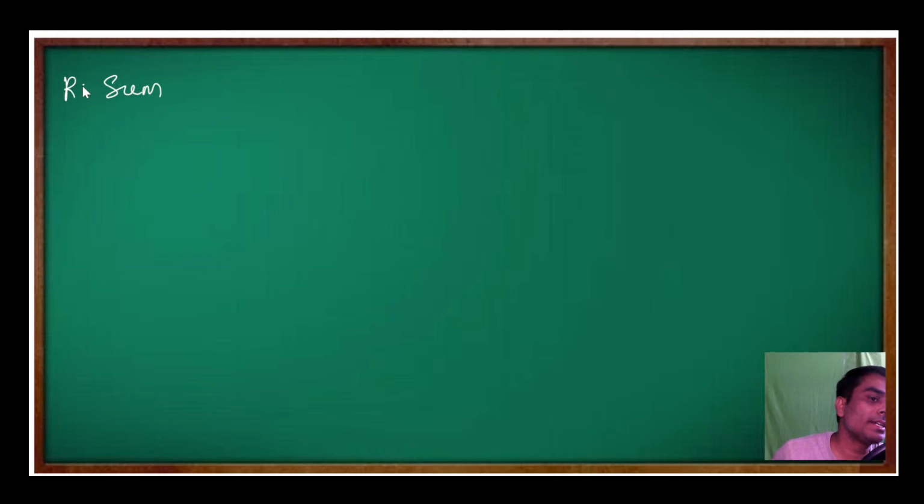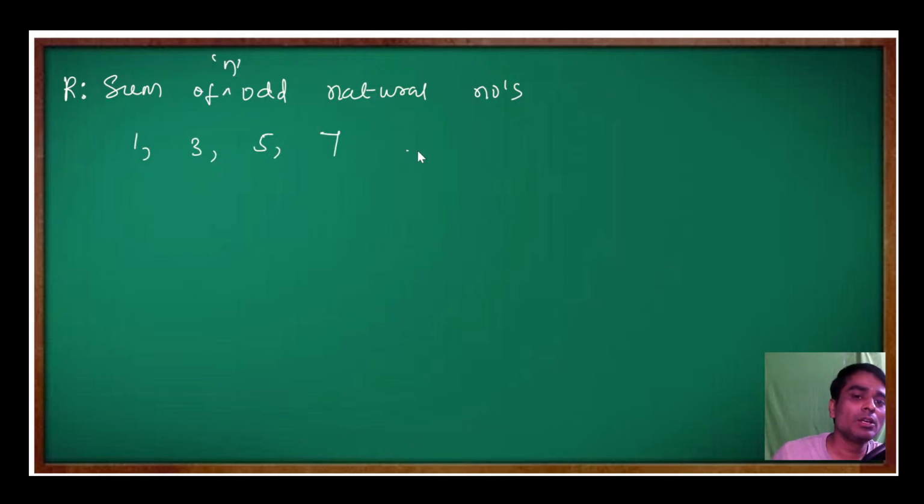Now look at the reason now. Sum of what is that? Odd natural numbers. Sum of n odd natural numbers. So what is the sequence for this? 1, 3, 5, 7, and so on.